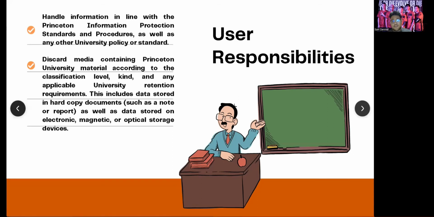Next is handle information in line with the Princeton Information Protection Standards and Procedures, as well as any other university policy or standard. Next is discard media containing Princeton University material according to the classification level, kind, and any applicable university retention requirements. This includes data stored in hard copy documents such as notes or reports, as well as data stored on electronic, magnetic, or optical storage devices.